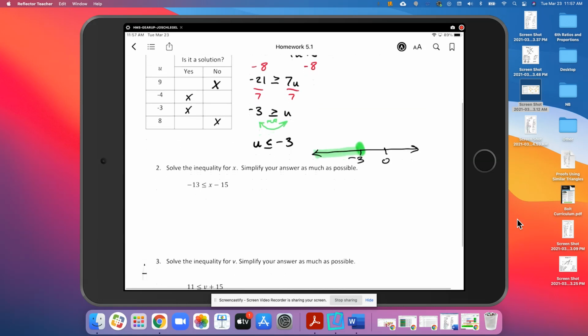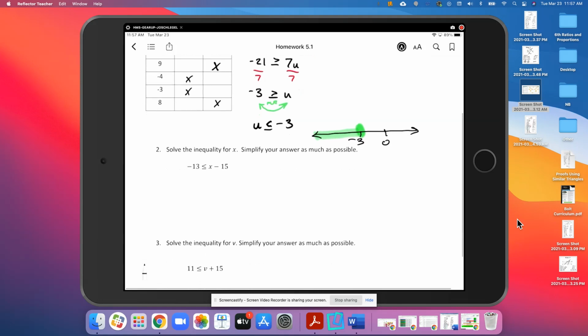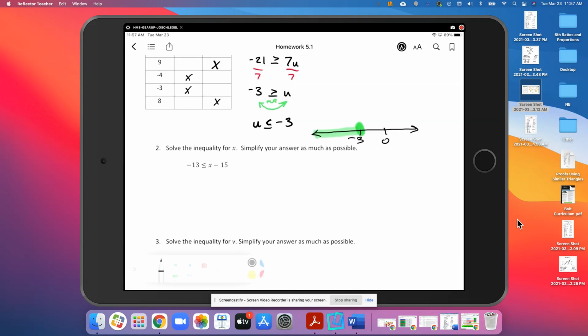All right, so we're just asked to solve for x. This is pretty simple, very much like what we did when we were working with equations. Nothing really changes except for one little tweak, which we'll talk about later and is not pertinent for this problem. So we're going to add 15 to both sides. Negative 13 plus 15, the signs are different, so I find the difference. The difference is 2. 15 is bigger, and it's positive, so my answer is positive. And that's going to be less than or equal to x.